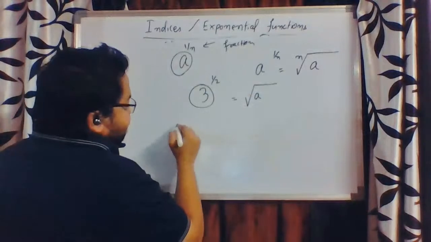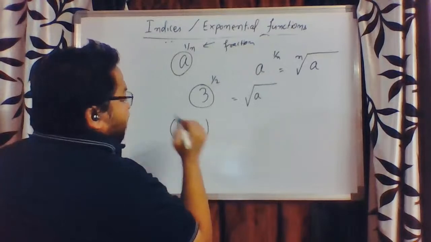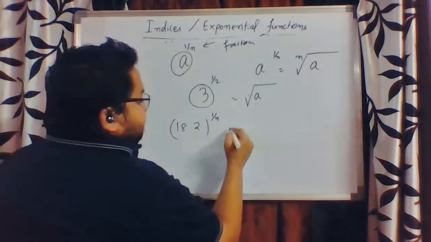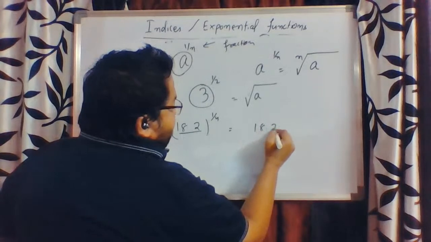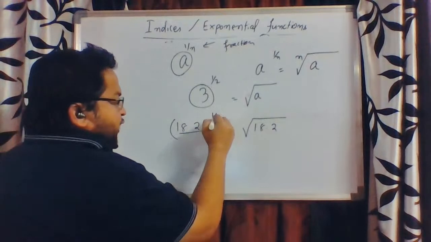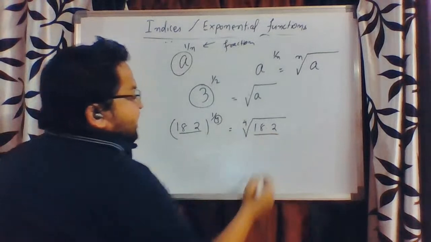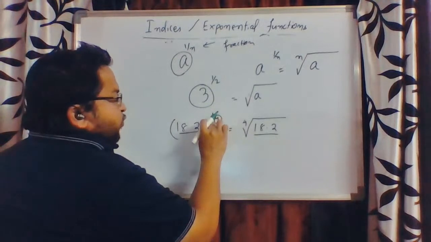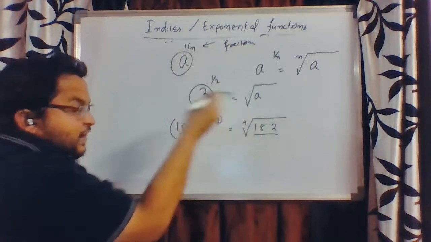So similarly, if I say 18.2 to the power 1 by 4, what does it mean? It means very simple. Retain this 18.2, use your radical sign, and whatever is in the denominator of the fraction goes in the index, so we take that much root of the radicand.